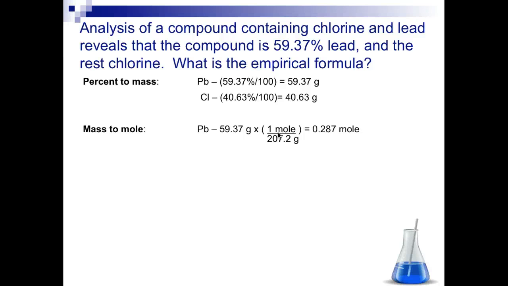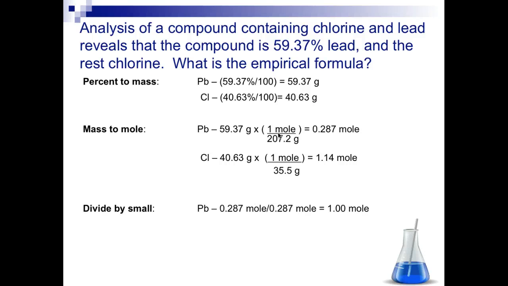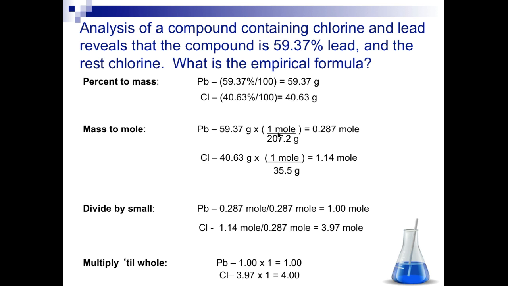Then we go from mass to moles. So we change both our lead and chlorine mass amounts to moles by dividing by their gram formula masses. We're going to divide by the smallest number, which in this case is going to be lead. And in this case, we do not have to multiply by anything because these numbers are close enough that we can round. So 3.97 can be rounded to 4. So our empirical formula is going to be PbCl4.